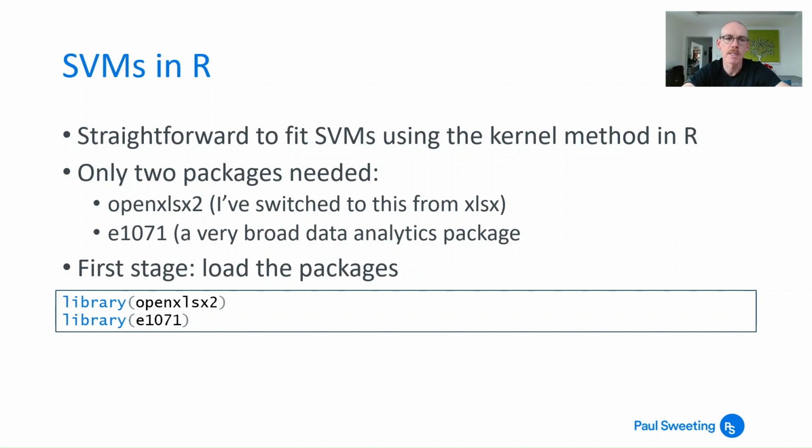And the other one is package E1071, which is a very broad data analytics package. It's got a lot of tools in it for some of the techniques I've used before as well, but it is the only one I could find which does support vector machines, and it does them very well and very quickly. So the first thing you want to do is load these two packages. Assuming you've got them installed, which you'll all be familiar with from the earlier videos on how to use R, you then use library openxlsx2 and library e1071.